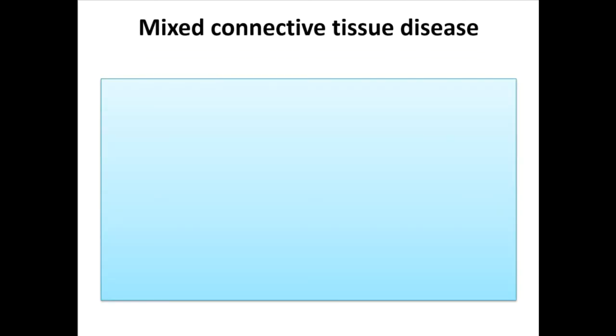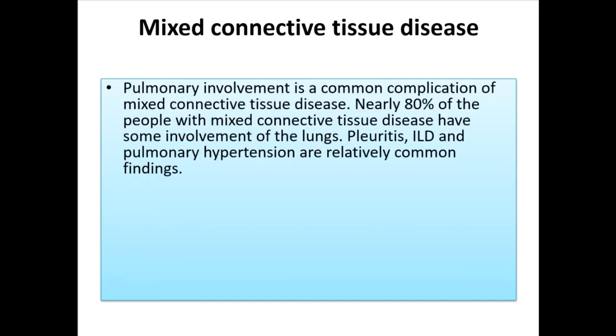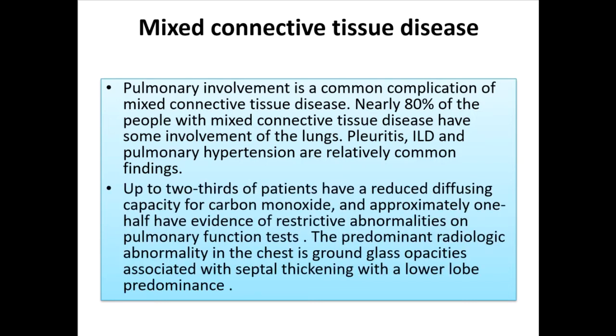Mixed connective tissue disease. Pulmonary involvement is a common complication of mixed connective tissue disease. Nearly 80% of the people with mixed connective tissue disease have some involvement of the lungs. Pleuritis, ILD and pulmonary hypertension are relatively common findings. Up to two thirds of patients have a reduced diffusing capacity for carbon monoxide, and approximately half have evidence of restrictive abnormalities on pulmonary function tests.